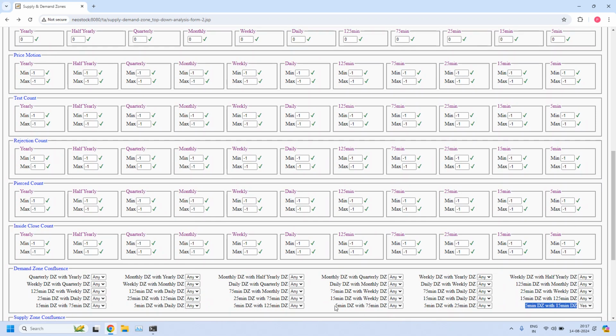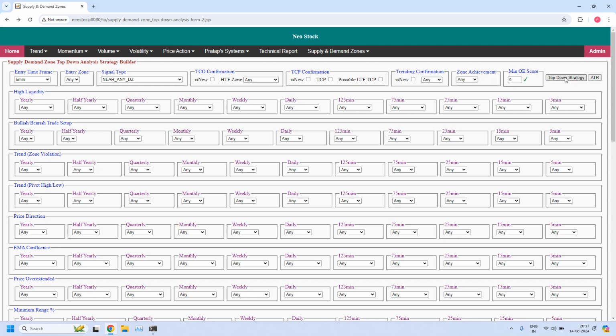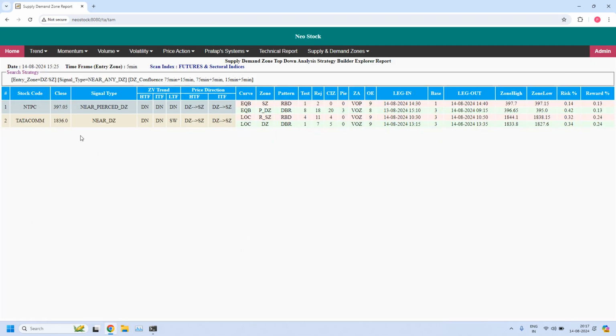So 5 minutes demand zone with 75 minutes demand zone confluence we are verifying, and also ITF and HTF confluence, 15 minutes with 75 minutes demand zone, we also enabled. With all the 3 filters, let's verify. So Tata Communication is having confluence. This demand zone is having confluence even with the 75 minutes zone.